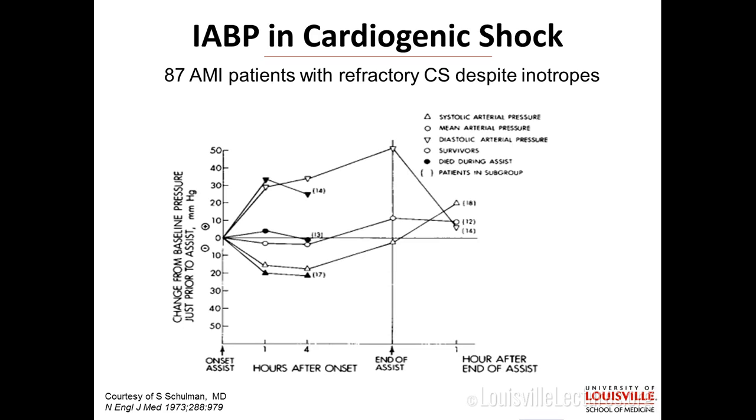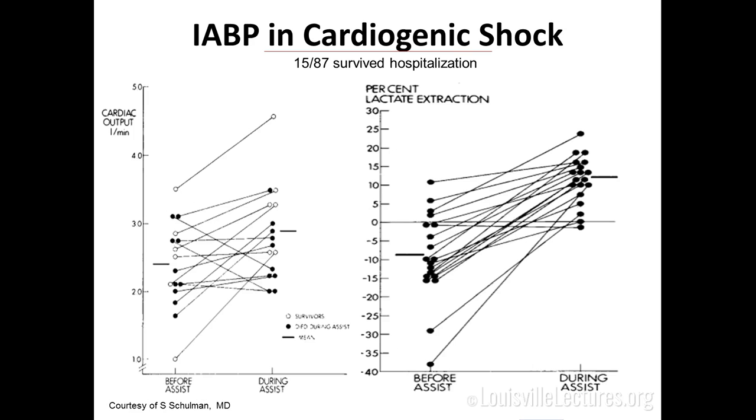What you can see, though, is that whether you survived or whether you died, that's the open circles versus the dark circles, really the degree to which it changed your hemodynamics did not at all impact whether you survived or not. When we looked at what actually happened to their cardiac output, some people's cardiac output went up, some people's cardiac output went down. So again, no reliable change in the cardiac output. And then lactate extraction, pretty much all of them had better lactate extraction with the balloon pump.